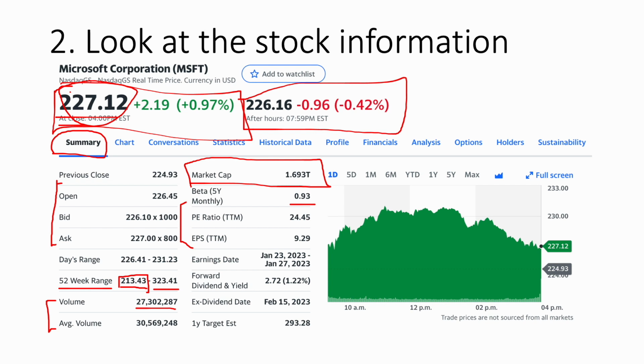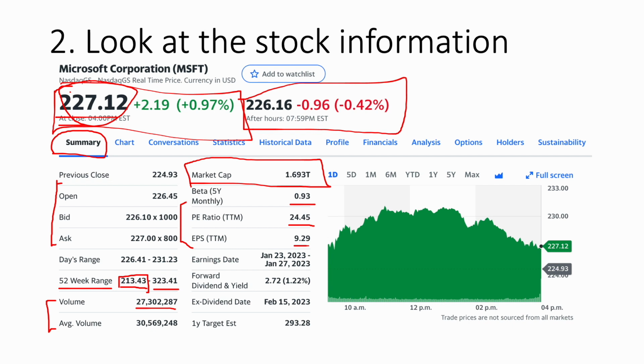EPS, that is the earnings per share. It's basically the company's profit divided by the shares. The PE ratio, the price to earnings ratio, is the share price divided by the earnings per share. That just measures if the company's overvalued or not. A high PE number means overvaluation.